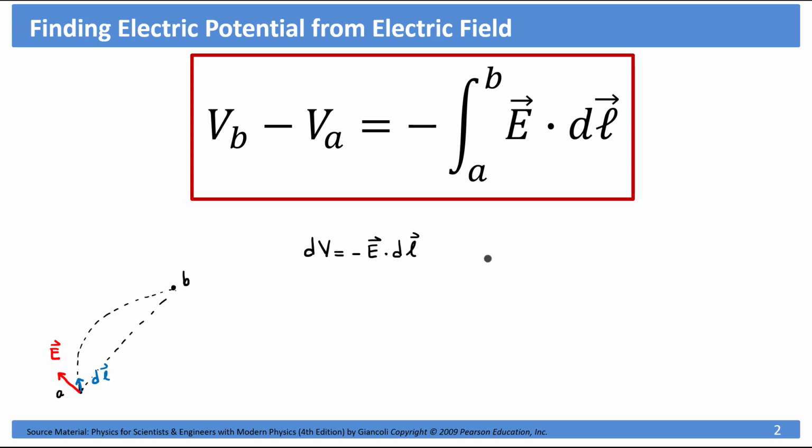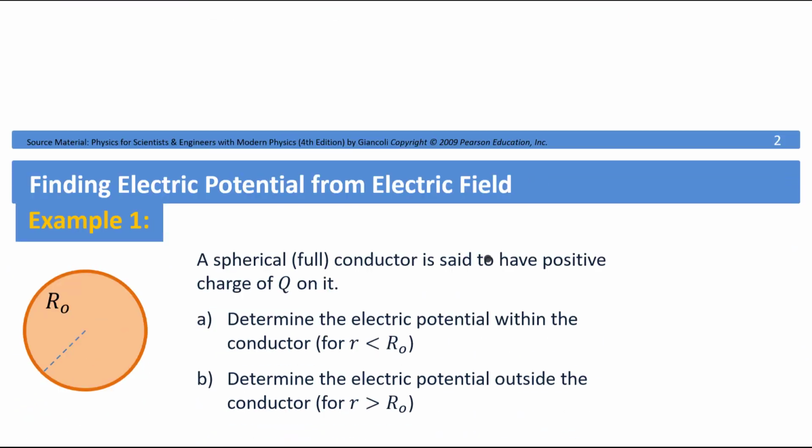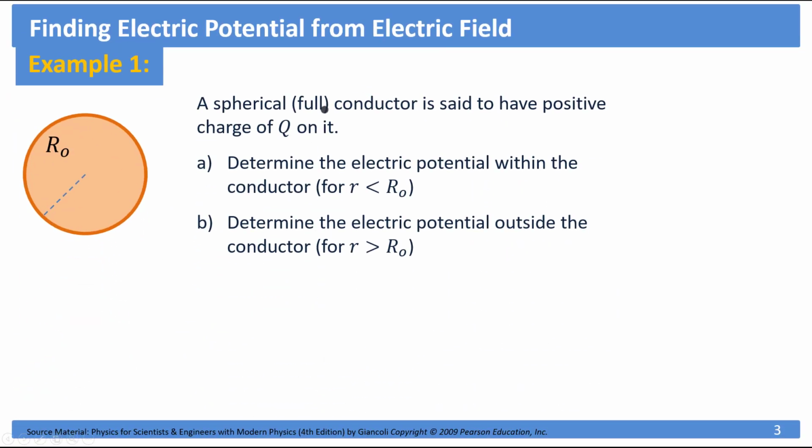Alright, now that we remembered the relationship between the electric field and the electric potential, let's solve some examples, starting with a spherical conductor which is said to have a positive charge Q on it.